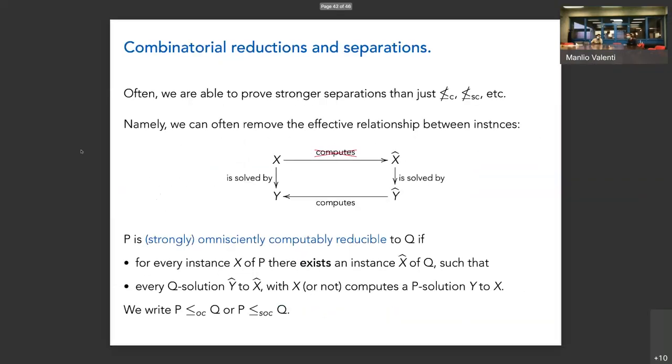Can you please go back to the definition of strong omniscient reducibility? Is my understanding correct that this basically can be rephrased as saying that for every X there exists an X hat such that the set of X solutions is mutually reducible to the set of X hat solutions? Yes, that's right. And if you remove the strong condition, it becomes instead of mutually relative to X. That's right. Exactly. Okay, thanks. That's exactly right.